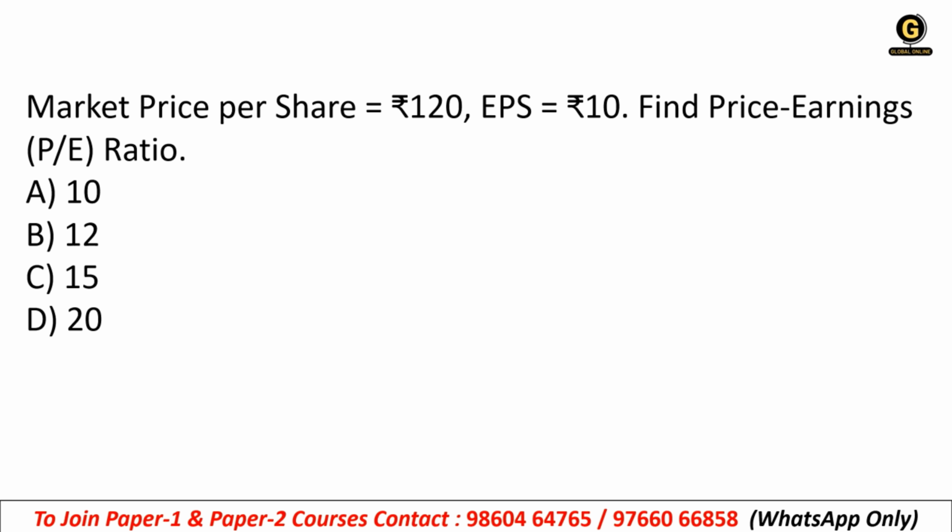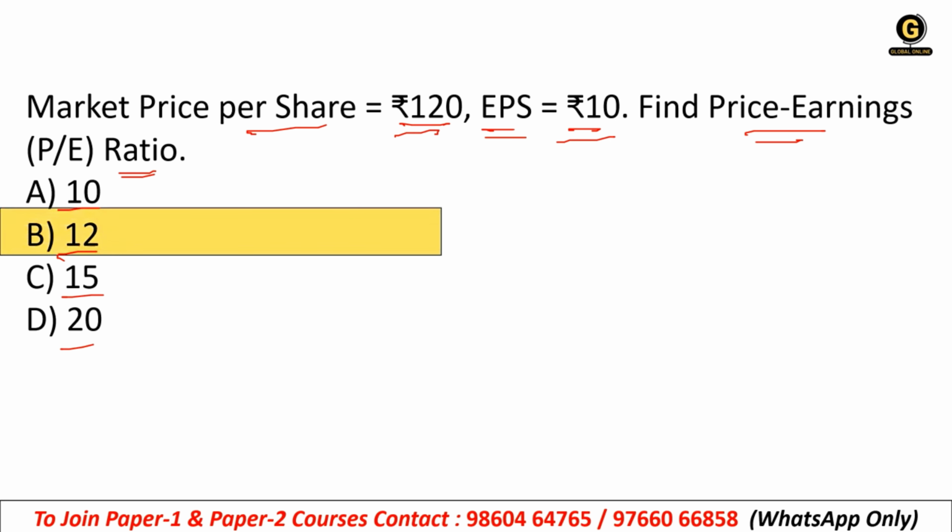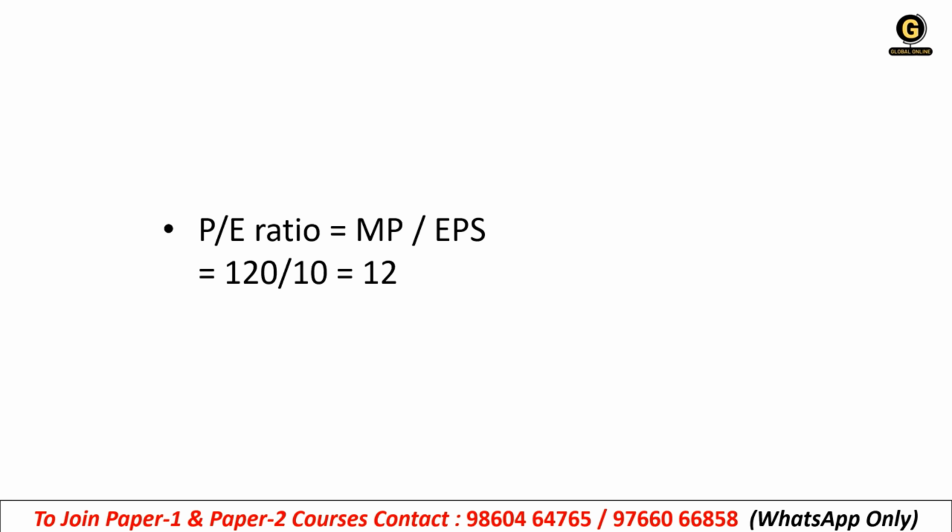Next, market price per share is equal to rupees 120. EPS is equal to rupees 10. Find the price earning ratio, that means PE ratio. 10, 12, 15 or 20. So the right answer will be option B, that is 12. The formula for PE ratio is market price divided by EPS. We have market price of rupees 120 and EPS of rupees 10. When we calculate this in the formula, we have 12 as the PE ratio.